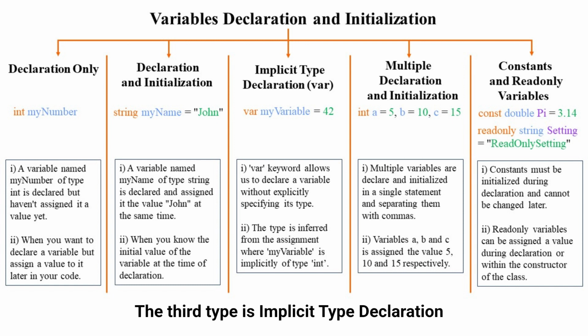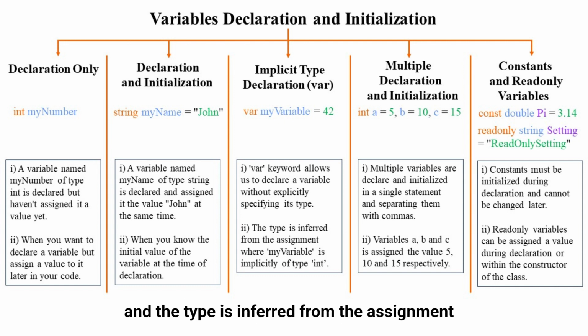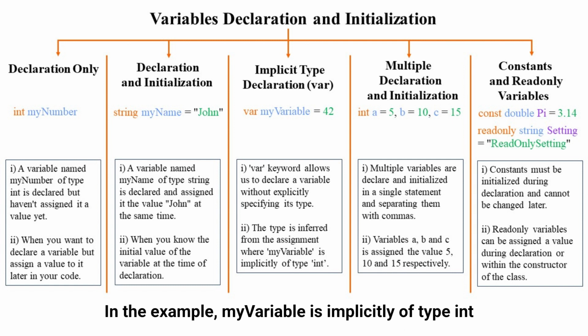The third type is implicit type declaration. We use the var keyword to declare a variable without explicitly specifying its type, and the type is inferred from the assignment. In the example, my variable is implicitly of type int.